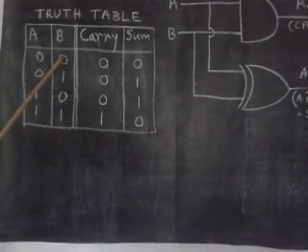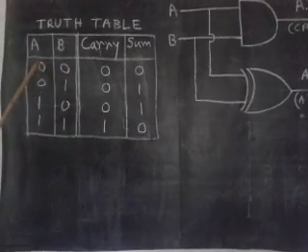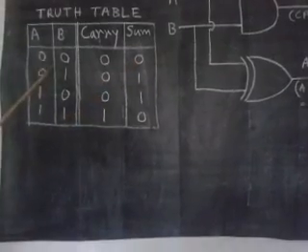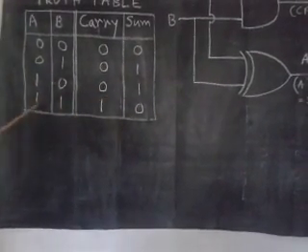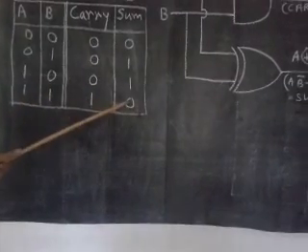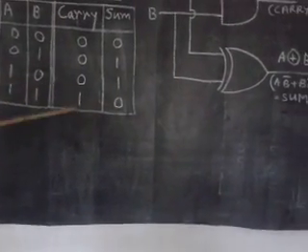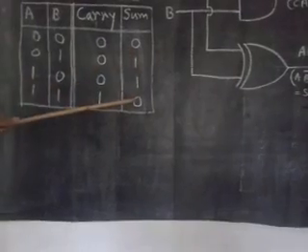For 0 0, when 0 is added with 0, you get sum as 0. 0 plus 1 is 1. 1 plus 0 is 1. 1 plus 1 equals 1 0. So this column is called carry. This column is called sum.